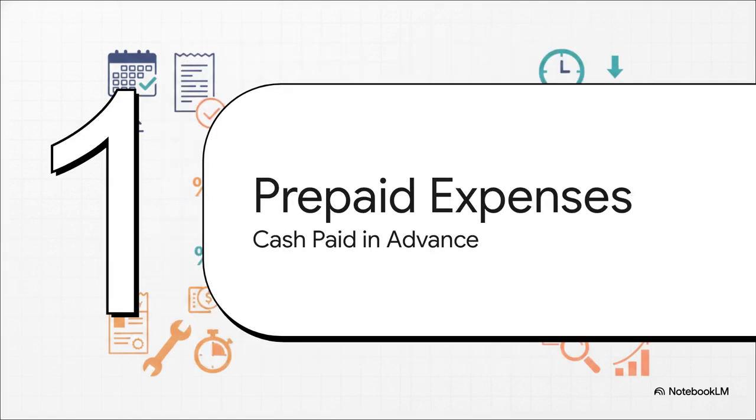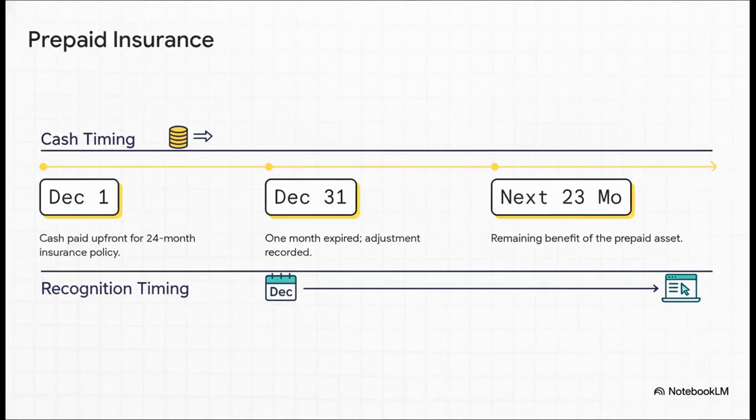All right, let's kick things off with category number 1, prepaid expenses. This is the classic cash paid in advance situation. Think of this like paying your rent for the next 6 months, or maybe buying a massive software subscription. You've parted with your cash, but you haven't actually consumed the benefit of it yet, right? So the cash leaves your pocket on, say, December 1st, but the actual benefit of that expense, like the right to use that software, stretches way out into the future over the next 23 months.